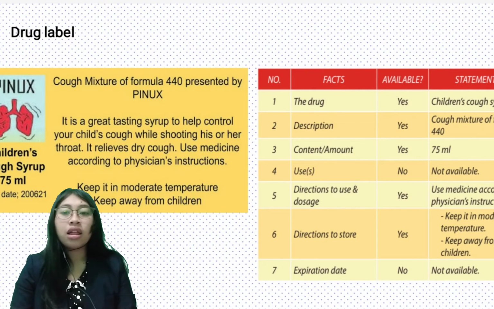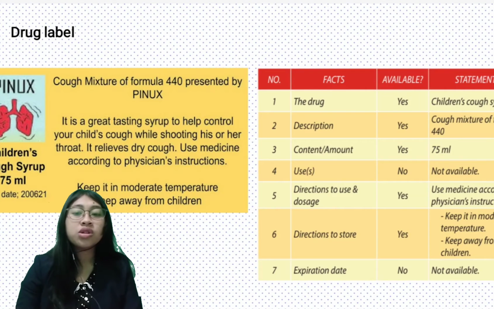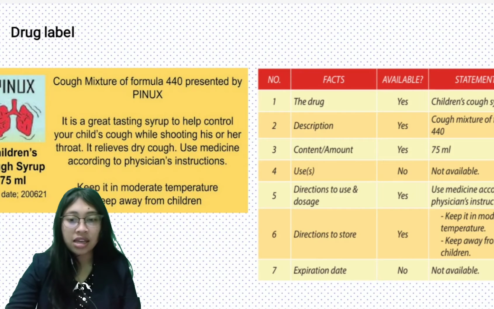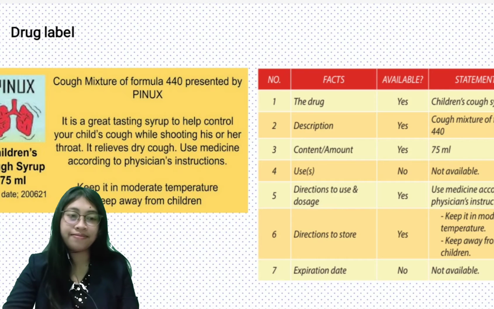Alright guys, now open your book at chapter 4. Open the book Think Globally, Act Locally. Look at chapter 4, Be Healthy, Be Happy. Observe the drug label of Panox on page 60, and then we will discuss it together.